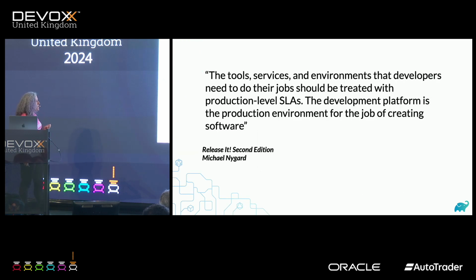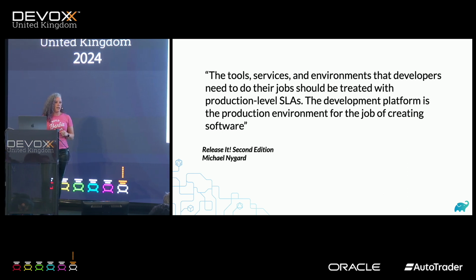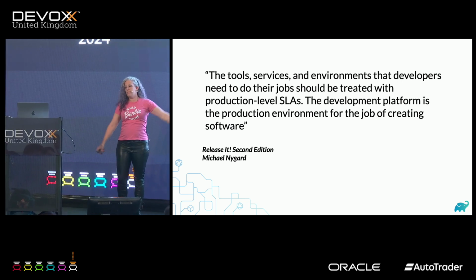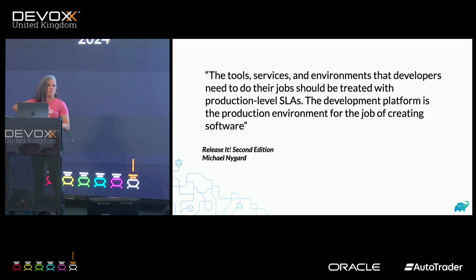And then Michael Nygard said this in Release It! 2nd edition. I love this. It says, the tools, services, and environments that developers need to do their jobs should be treated with production-level SLAs. The development platform is the production environment for the job of creating software. And I think we don't think about it this way. I think we think about production and my laptop. But my laptop is the production environment for producing production-ready code. So we need to be monitoring this.